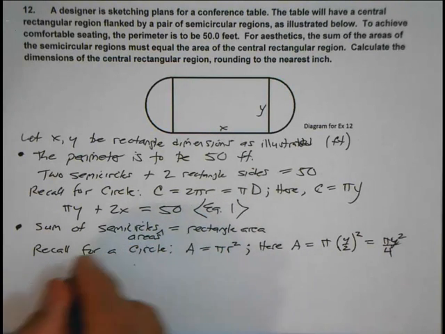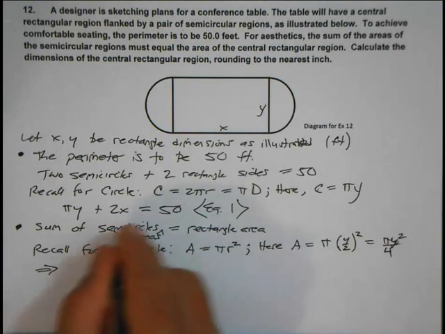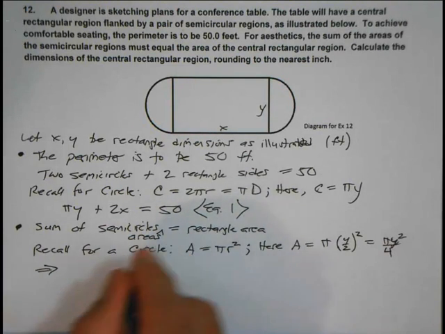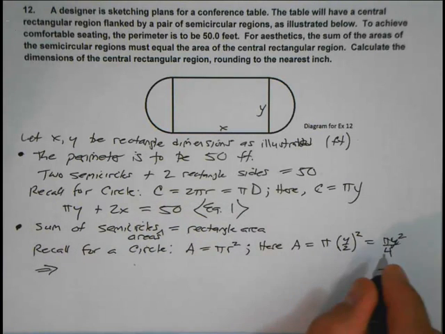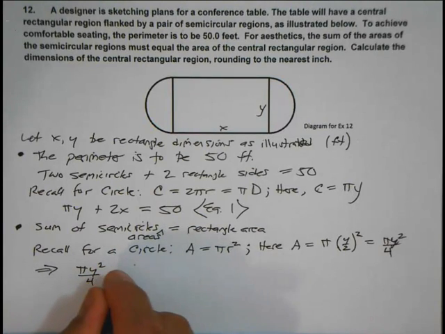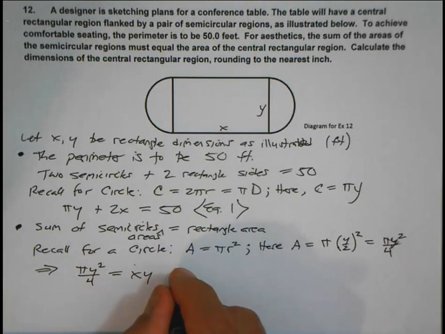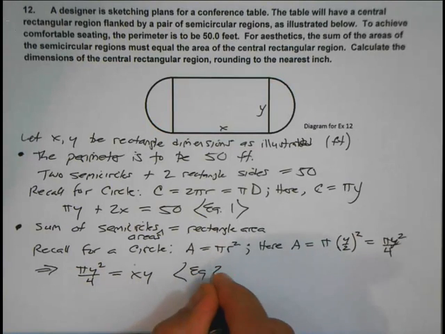Let's go on and write our equation that goes along with this statement here. The pi y squared over 4 has got to equal rectangular area. That would be x times y. Okay, here can be equation 2.